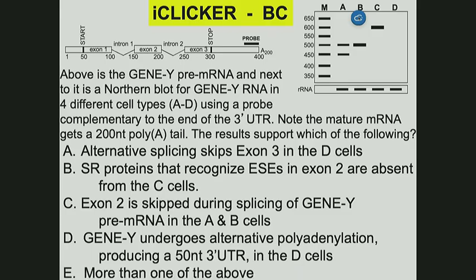All right, clicker question for you. Above is the gene Y pre-messenger RNA, and next to it is a northern blot for gene Y RNA in 4 different cell types using a probe complementary to the end of the 3' UTR, so just where it's showing right here. Note the mature mRNA gets a 200 nucleotide poly A tail, and so the results support which of the following?